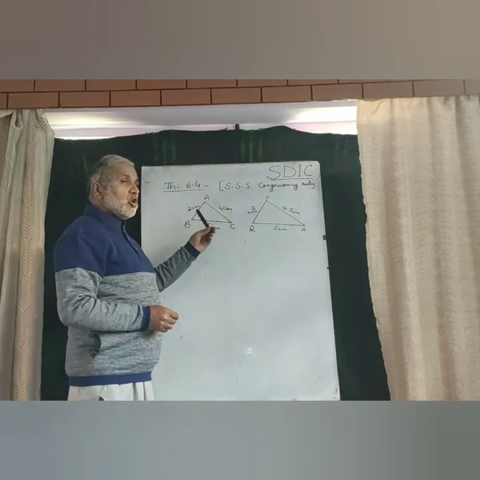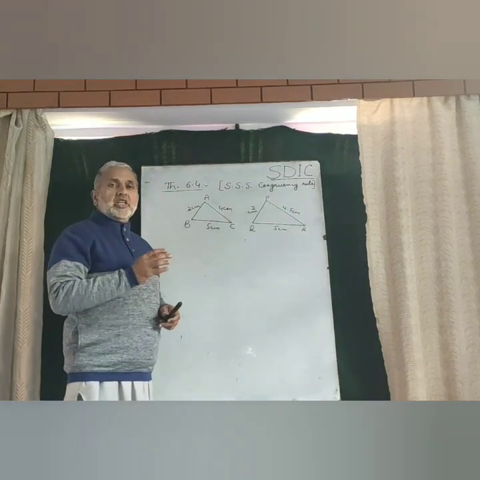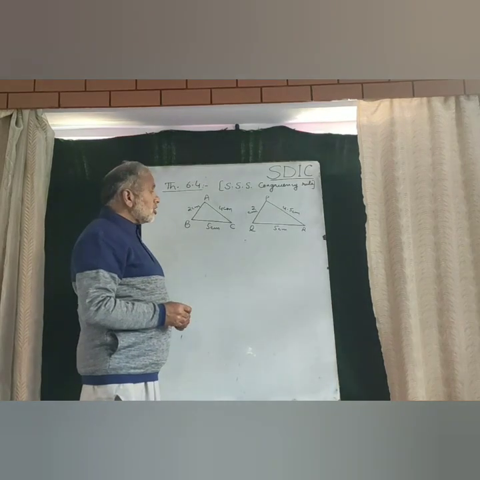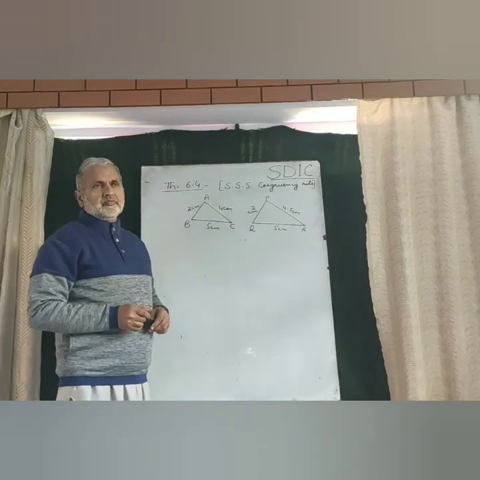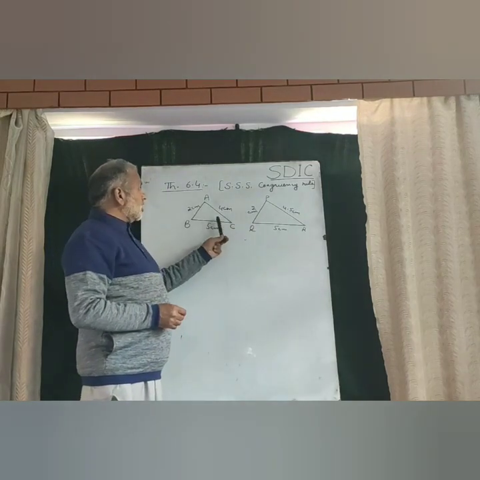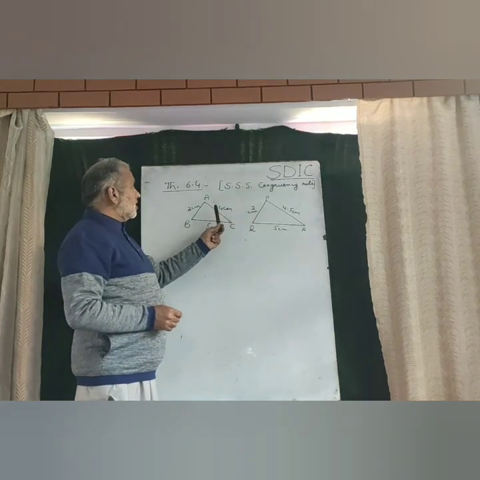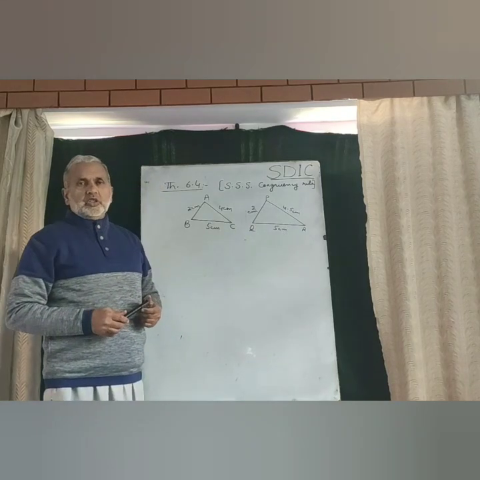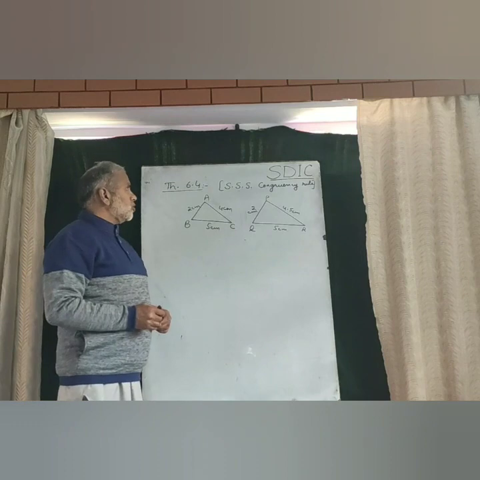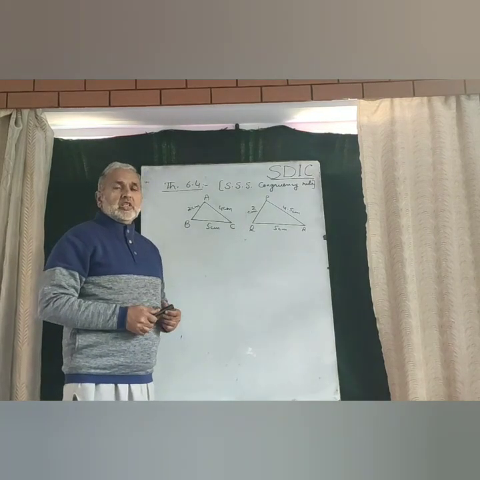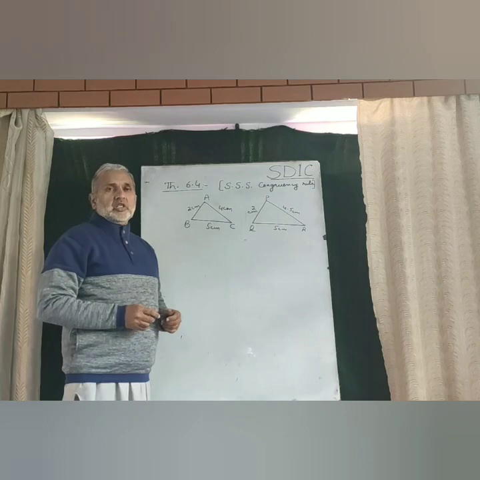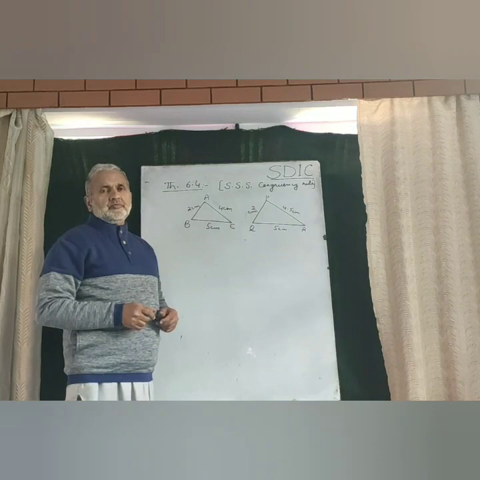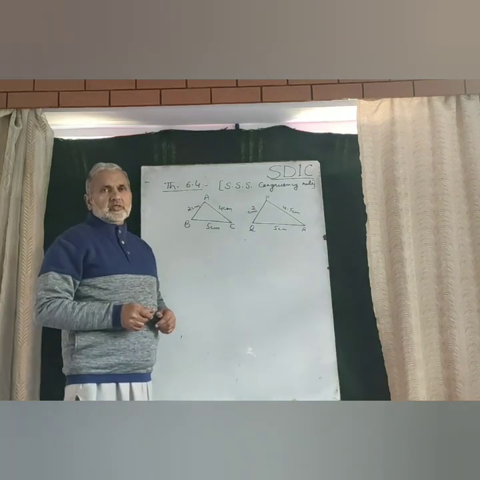The statement says if the lengths of all the three sides of one triangle are equal to the lengths of the corresponding sides of another triangle, then only the two triangles are said to be congruent. These two triangles we cannot consider congruent because the length of the third side in the two triangles is not equal. Only the lengths of two sides are equal, but that does not help us conclude that the two triangles are congruent. Unless all three sides are equal, we cannot say the two triangles are congruent.